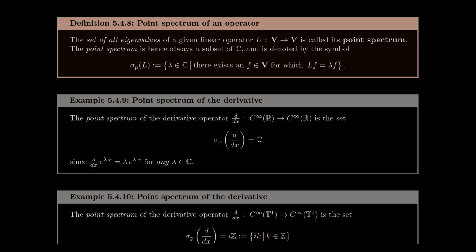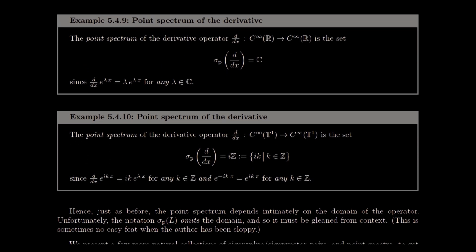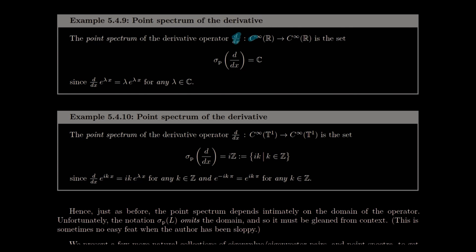Now let's look at our previous two examples and compute their point spectra. If I take my derivative operator and basically place no restriction on the boundary of that derivative operator, then the point spectrum is the entire complex numbers, because I already know that I can satisfy the eigenvalue equation for any lambda in the complex numbers.